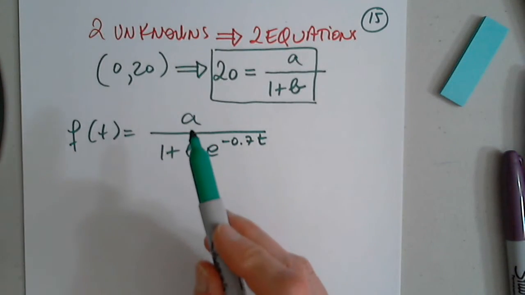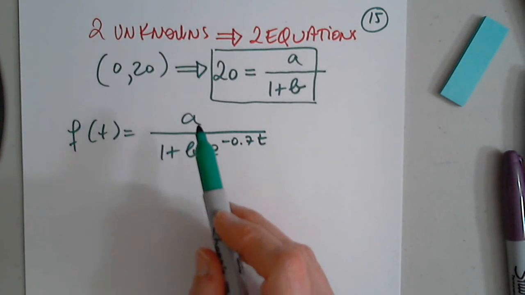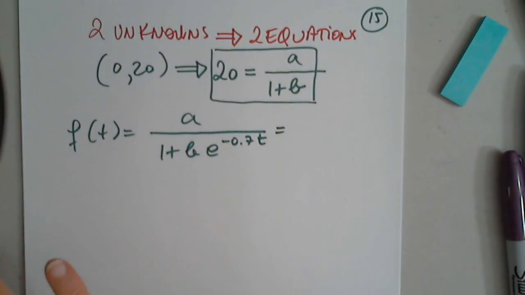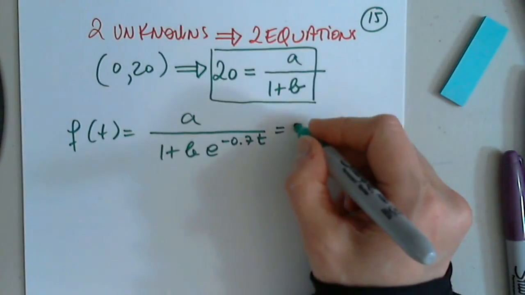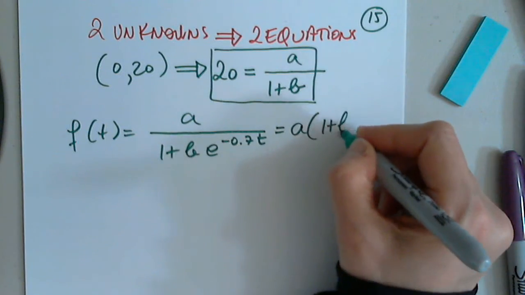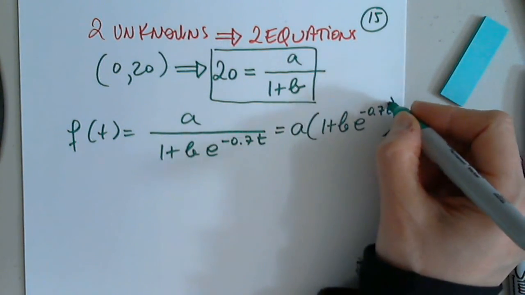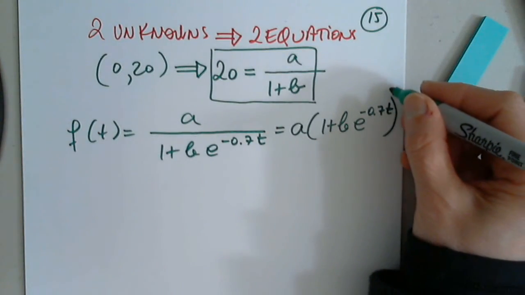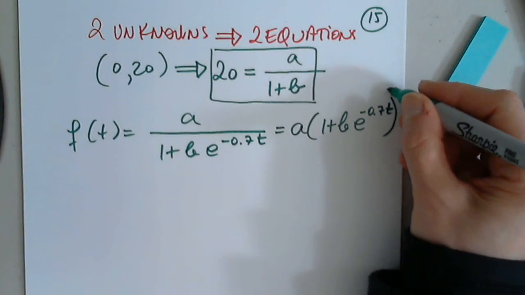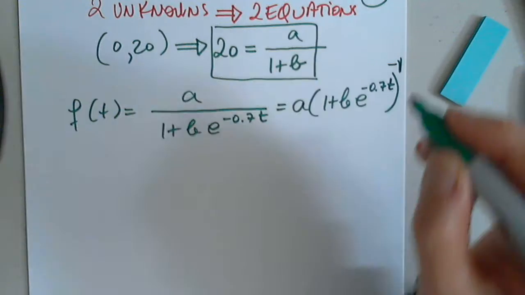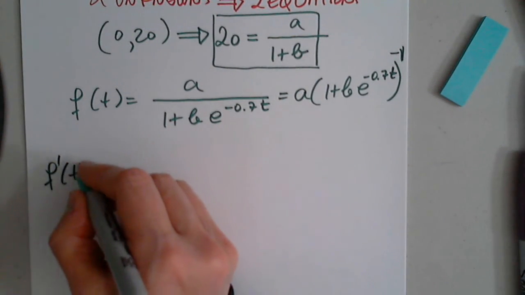Because the top is one number, it does not have a variable, I will refuse to differentiate this. I will differentiate this. To which power? Negative 1. That's it. So now, f prime of t.